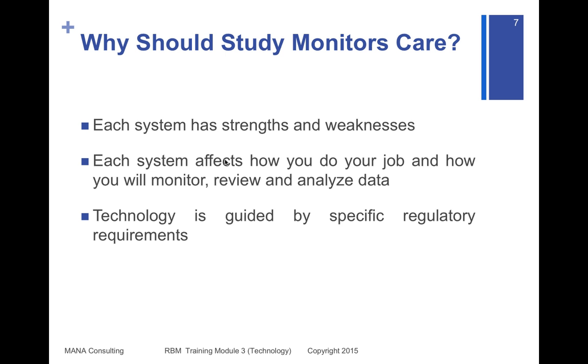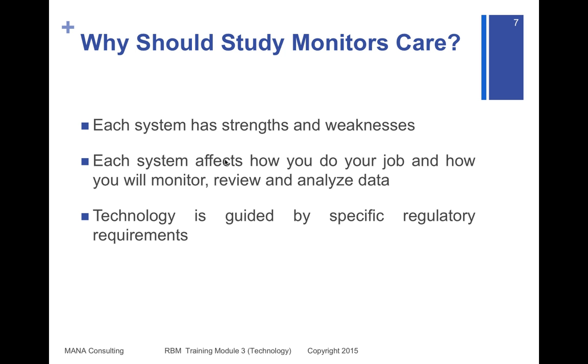Now, oftentimes, monitors have traditionally left these electronic systems to others, and so they've said, "Oh, well, it's the EDC system, so data management takes care of it." But there are real reasons for monitors to understand the software that you're working with, and among these are that each system has its strengths and weaknesses.